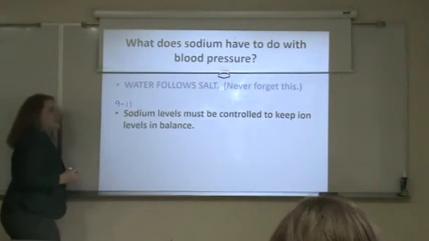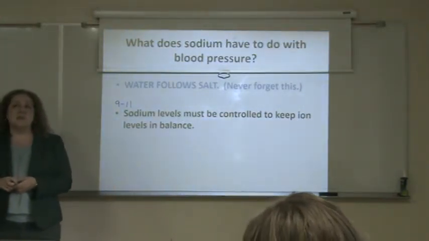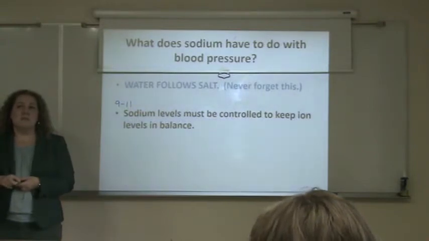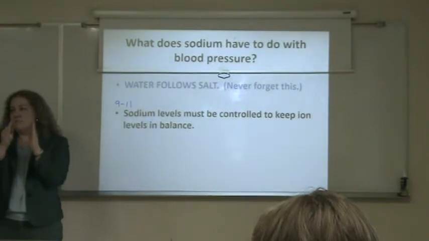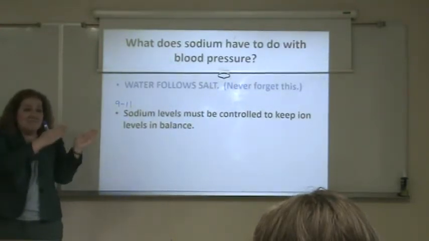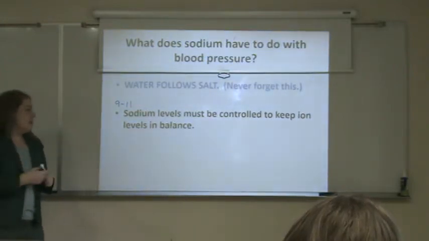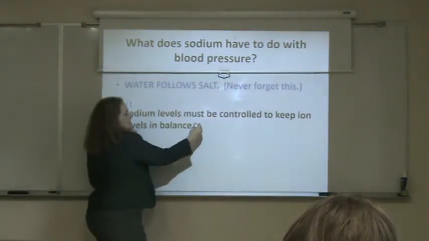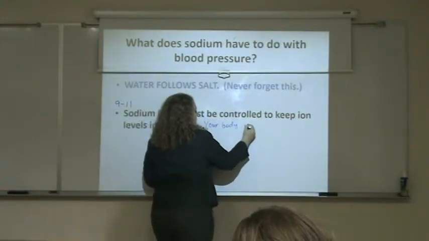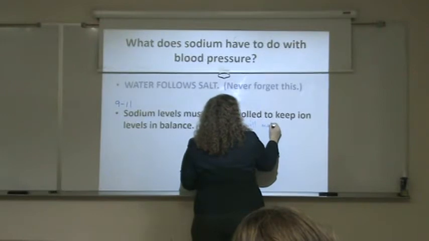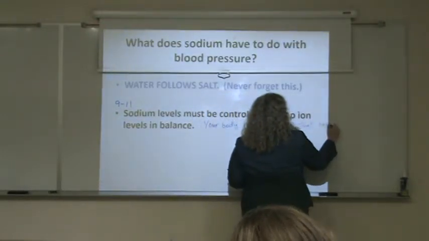I think this is the range. It's like 9 to 11 something per something, it might be milligrams per something. But that's a really tight range. It can be 9, it can be 10, or it can be 11. Beyond that, it's a problem. So your body will make sure that happens.